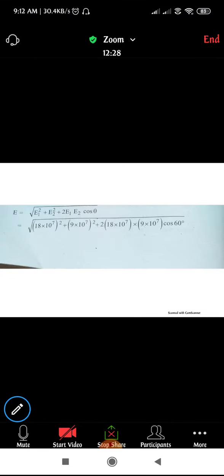Okay. So substituting the values, E1 squared comes out to be 18 into 10 power 7 whole square, plus E2 squared comes out to be 9 into 10 power 7 whole square, plus 2 E1 E2 cos 60 degree, which is 18 into 10 power 7 into 9 into 10 power 7 cos 60 degree. Next, the value comes out to be square root of 324 plus 81 plus 162 into 10 power 14. So the answer comes out to be E is equal to 23.81 into 10 power 7 Newton per Coulomb.